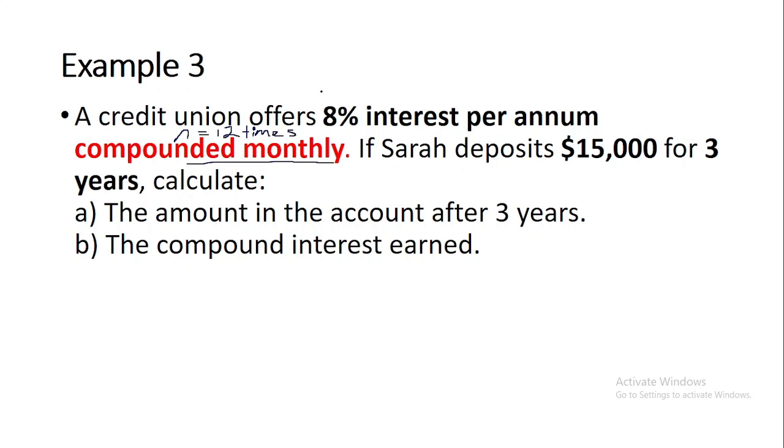My rate right there is going to be equal to 8%. So that's going to be my rate. The P, which stands for principal, the amount of money invested or borrowed, in this case the initial money is $15,000. So that's going to be my principal. Then 3 years, that's going to be my time.